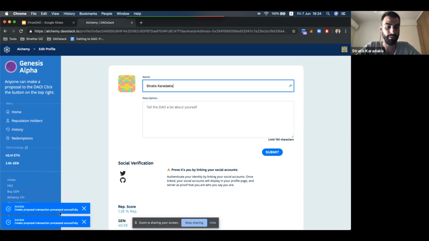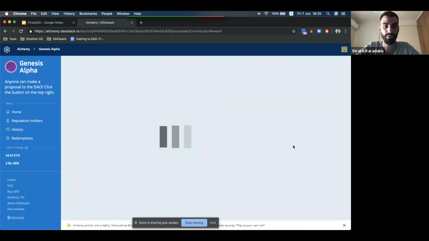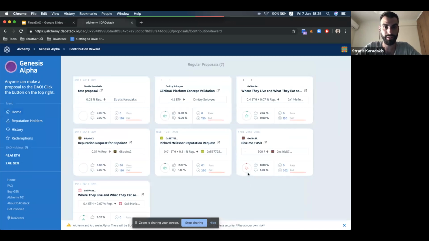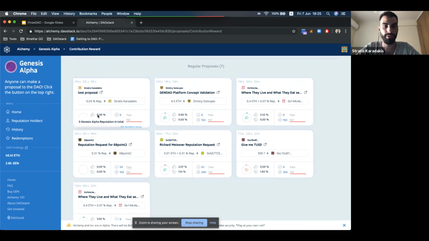You can see the proposal was processed successfully. Now, when I go back to the contribution reward scheme, we should be able to see the proposal that I just created, which is this one. It's a test proposal. It asks for 10 reputation points. And you can see the controller here, essentially, which allows me to vote for it or against it and make stakes. You can also see the timer. For the Genesis DAO, the timer is 30 days. For the Phoenix DAO, this will be 45 days, as I said, according to the specification.